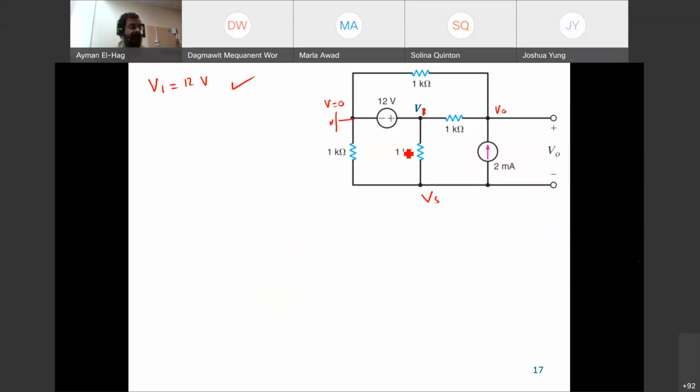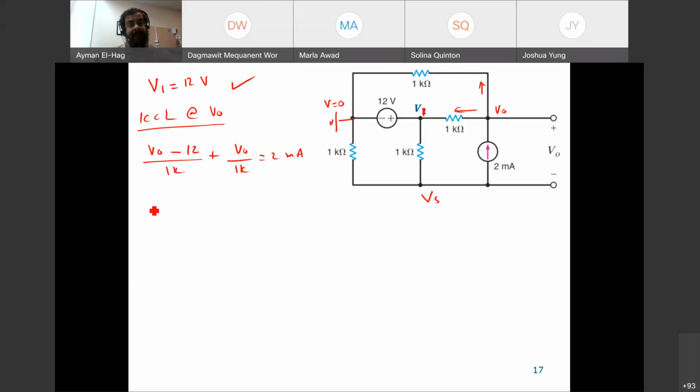Now I have two other nodes. I have KCL here and KCL at V out. So apply KCL at V out. Assume the currents are leaving and this current is entering. I cannot touch it. So it becomes V0 minus 12 because this is to the left. This is V1 and we know it's 12. So V0 minus 12 divided by 1K plus V0 minus 0 over 1K. So it's V0 over 1K. And this current enters, so this is equal to 2 milliamp.